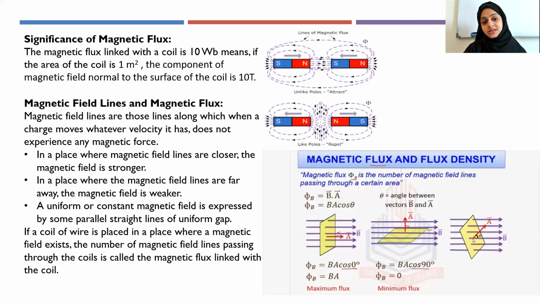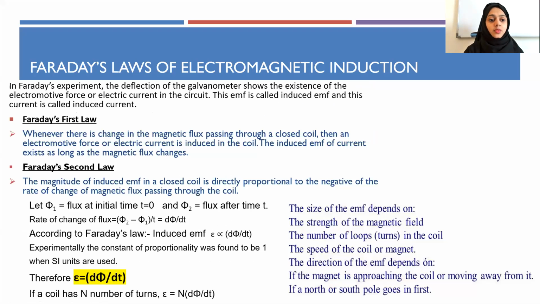Now, let us see the law of electromagnetic induction put forward by Michael Faraday. We'll be using this quantity phi in that formula. That's why we first discussed what is magnetic flux. So, Faraday's laws of electromagnetic induction. As I told before, there are two laws. The first law says how electromagnetic induction occurs, or when an EMF and current is induced in a coil.